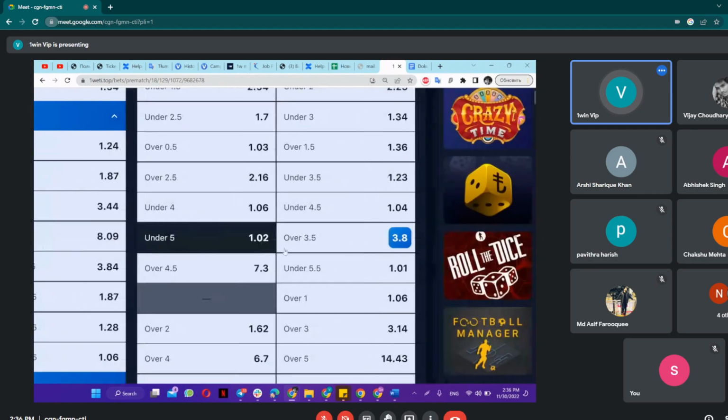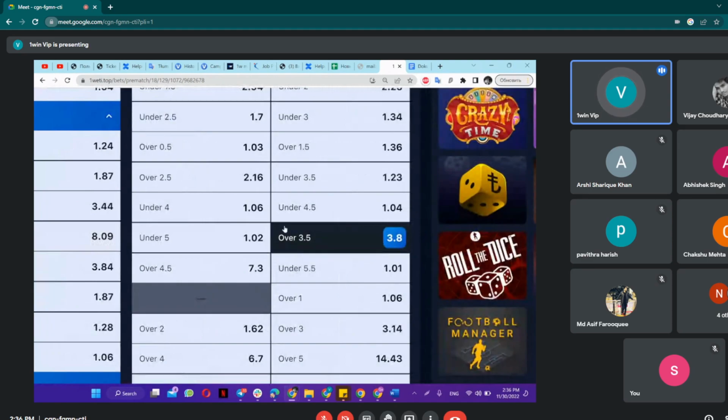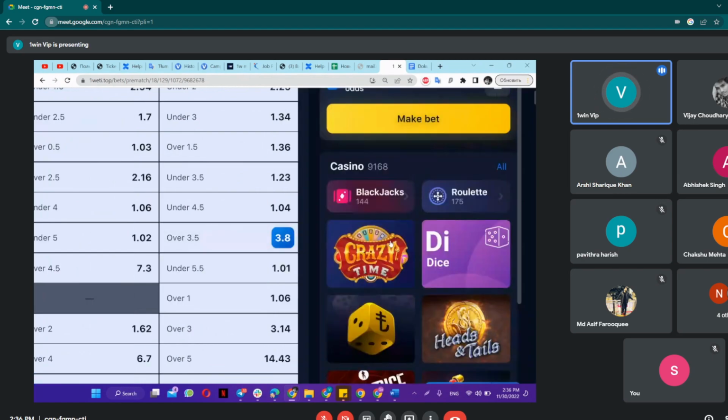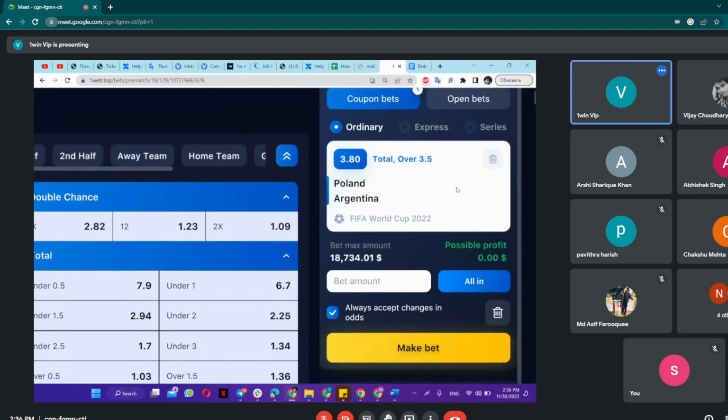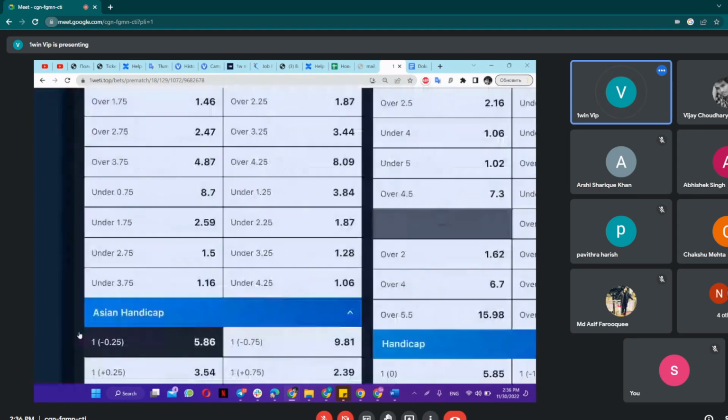But what is the point? By placing one bet on over 3.5, by winning, the client will receive winnings by coefficient 3.8. So, for example, here with $1,000, we possibly will be able to receive $3,800 for this bet for just total over 3.5.